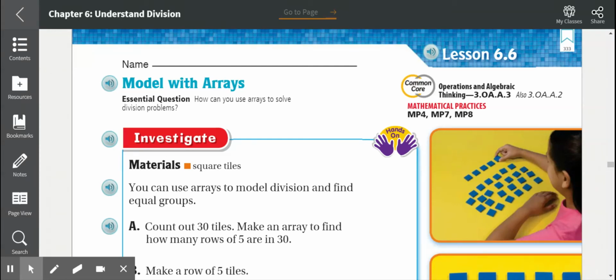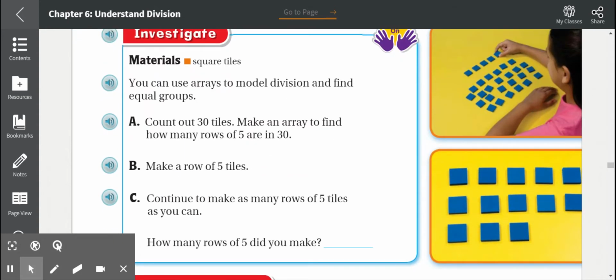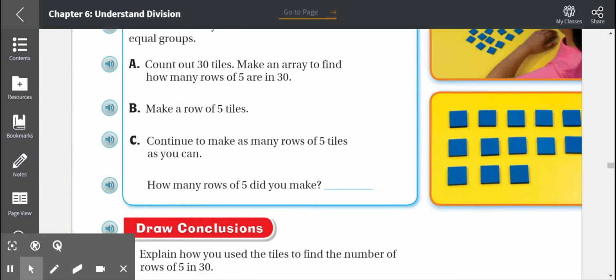Today we're on lesson 6.6 called Model with Arrays. How can you use arrays to solve division problems? This year we have used arrays to solve multiplication problems, and we can also use them for division. We are not going to be using tiles. We're just going to be drawing our array.